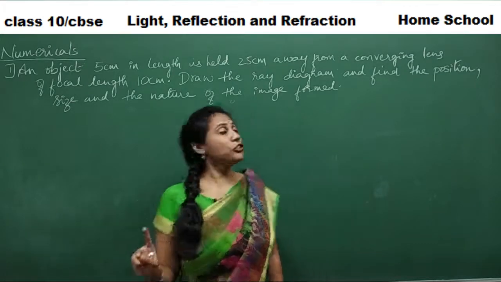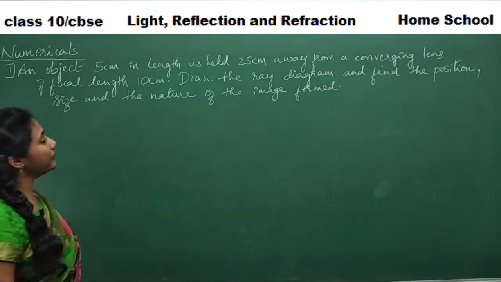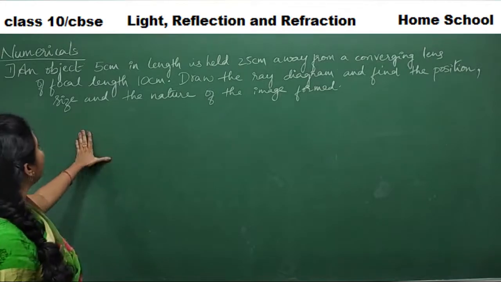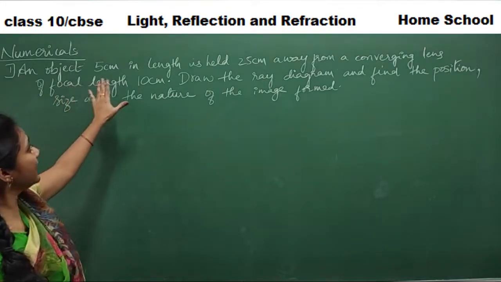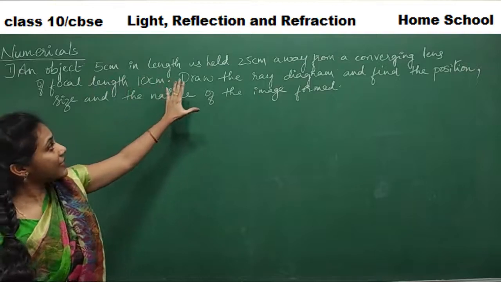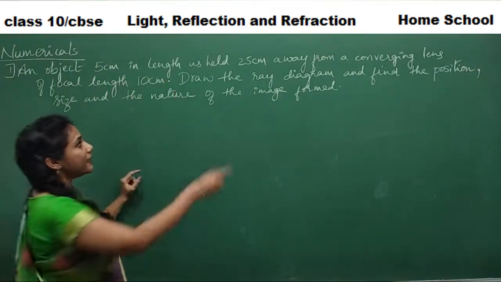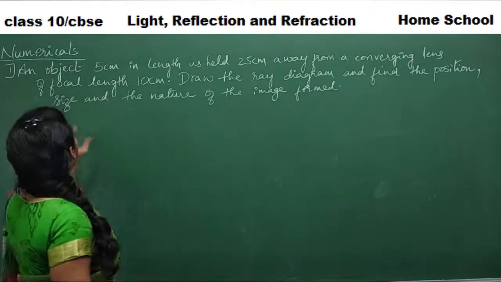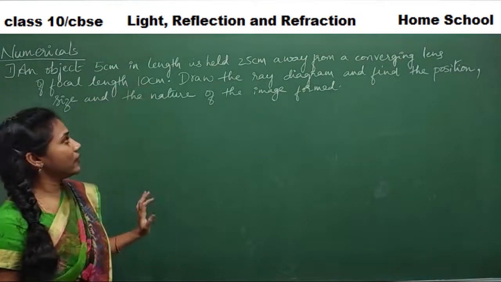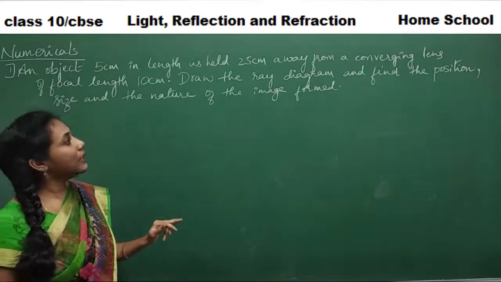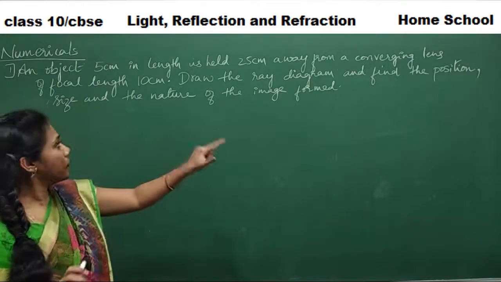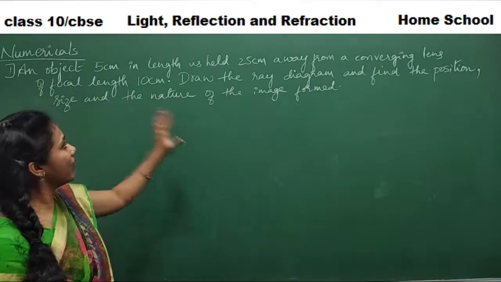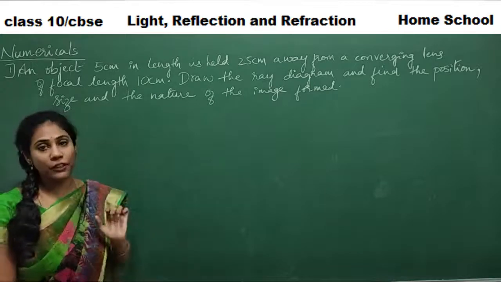Okay, coming to the first question that I am doing, one of the NCERT exercise questions. Carefully read the question. An object 5 centimeter in length is held 25 centimeter away from a converging lens of focal length 10 centimeter. Draw the ray diagram and you should find the position, size, nature. These are the three things you need to find out.